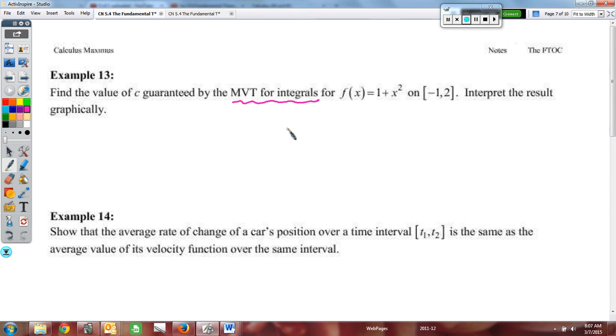Okay, remember that when you're doing these, you still have to make sure that conditions have been met to invoke a theorem. Your condition for MVT for integrals is that you have a function f that is continuous. It only needs to be continuous because if it's continuous, that means that f is integrable, which is what we need for integrals. So of course we have a polynomial which is continuous, so we know that we can integrate it.